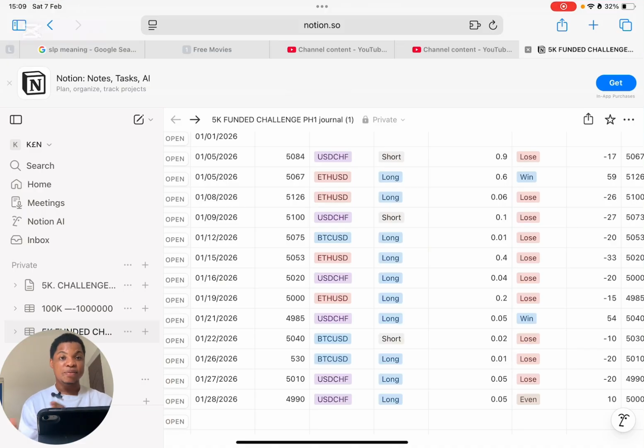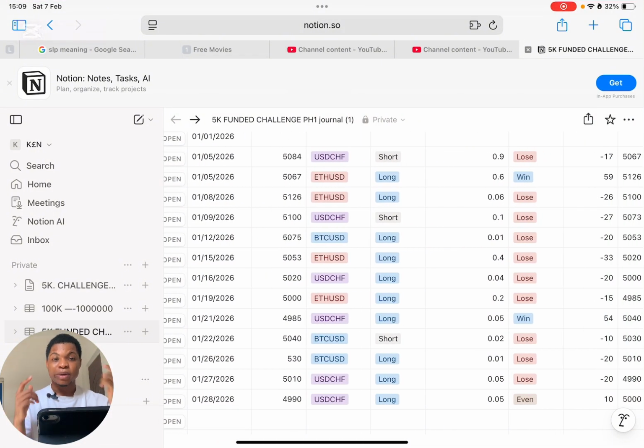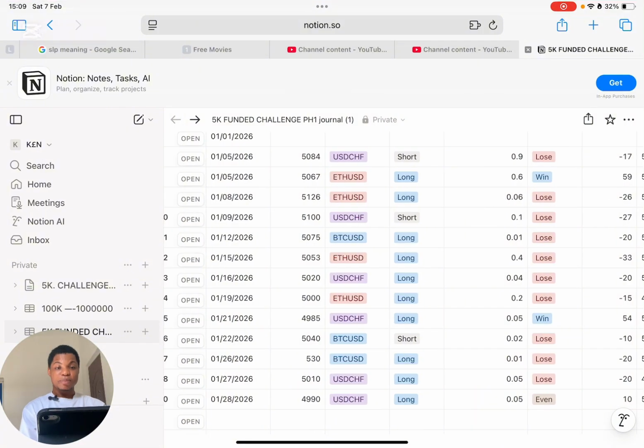Now, I've successfully achieved risk management. The next thing I'm working on is my edge, because some of these losses are me working on my edge, not really on the charts, but up here. That is what I'm gradually working on. But the most important thing is that I've achieved risk management.